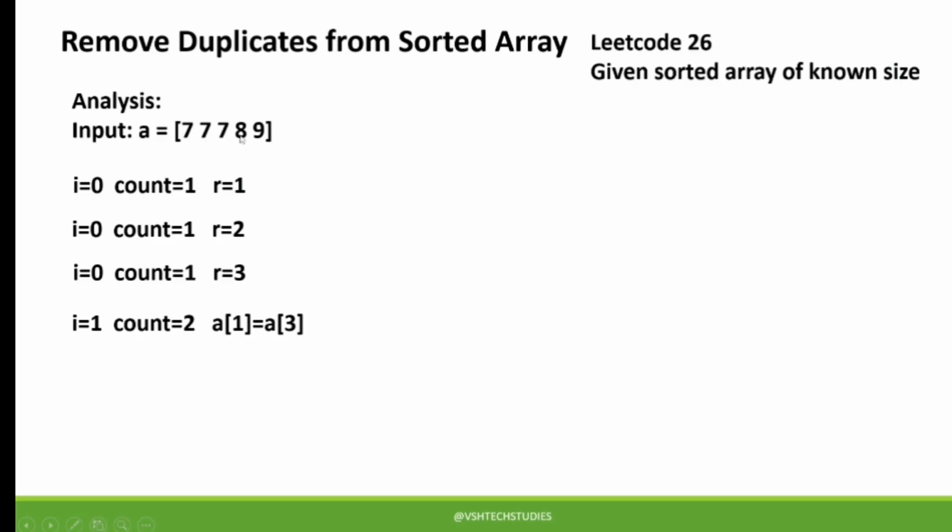So in second place, this A of 3 is copied. So A of 1 is copied with A of 3. And count is made 2. Number of unique elements is 7 and 8. That is 1 and 2.